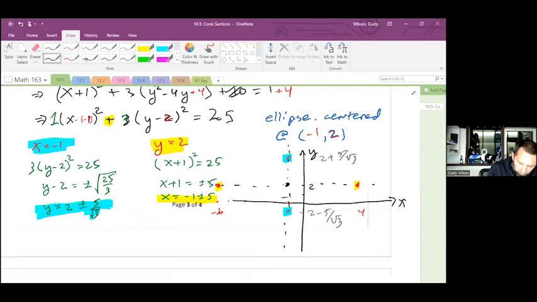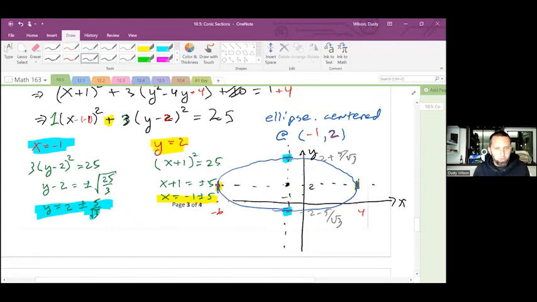What color to use? How about blue? So I know I'm going to have vertical slopes at the 2 yellow points, horizontal slopes at the 2 blue points, and then I've got to make my curve wrap around. Okay. So here's a picture of my ellipse.